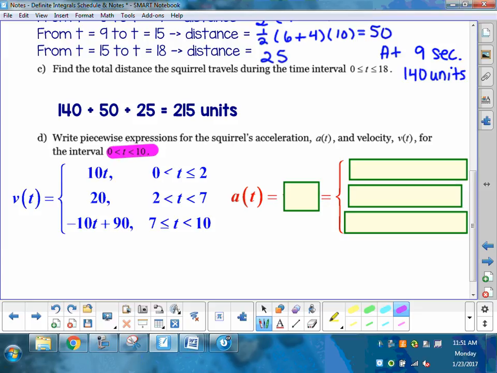Now, the second piece is write an acceleration function as well. You gave me the piecewise function. How do you get the acceleration function? Mal, what would you have to do? Let's say this. How do acceleration and velocity relate to each other? Acceleration equals the derivative of velocity. By the way, that means you can say acceleration is the derivative of velocity, is that right?